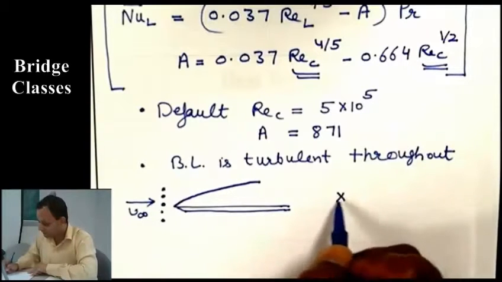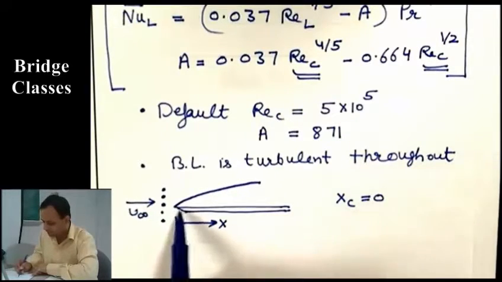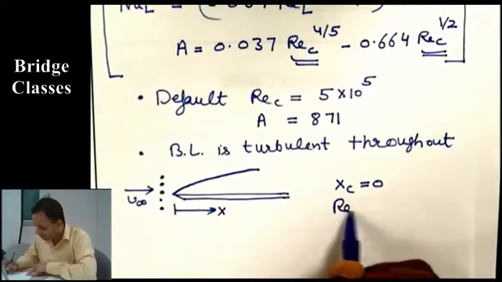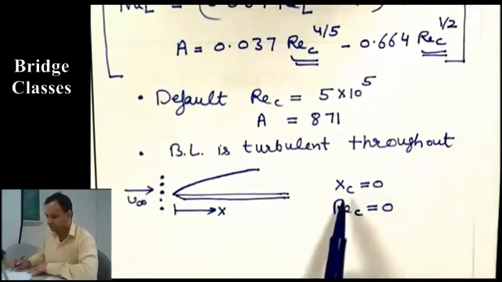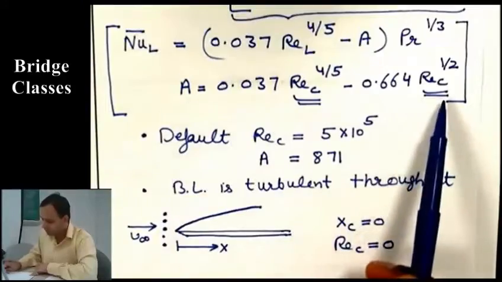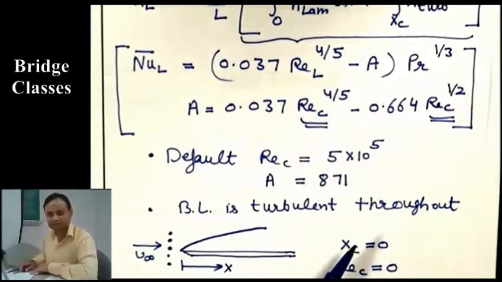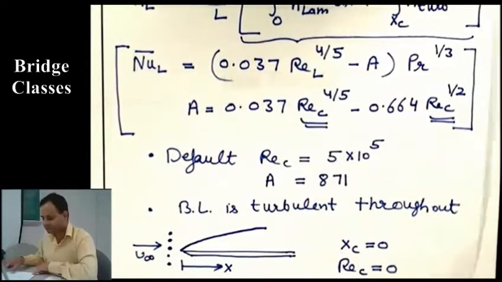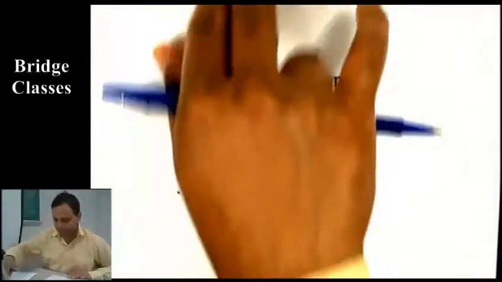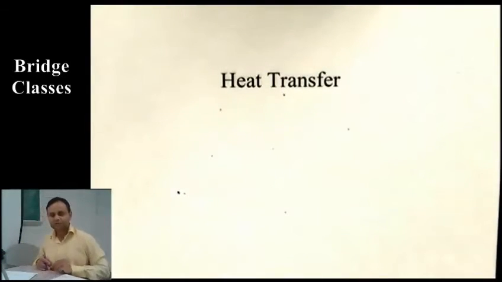So in this case, what is Xc? Xc is zero, because boundary layer is turbulent right from the beginning. So the critical value of X at which it becomes turbulent is zero. And you get Rec, the critical Reynolds number, is zero based on Xc. So in this case, the value of A is going to be zero. And your average Nusselt number will be just this thing times Prandtl number to the 1/3. So that's the formula when you have turbulent boundary layer throughout. Okay, so we are done with the discussion for flow over a flat plate.